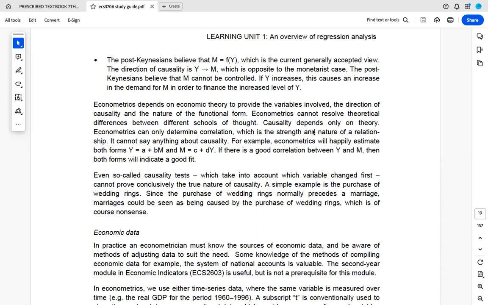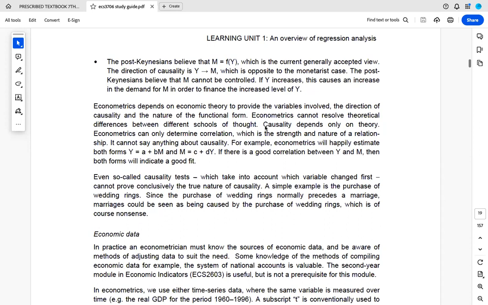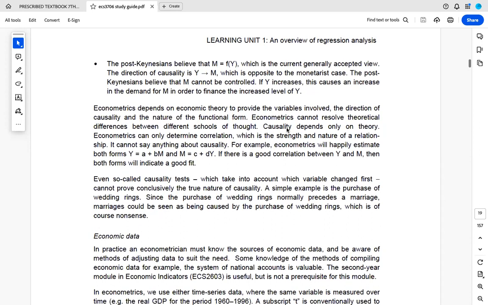Just because A happened after B occurred, it doesn't mean that B caused A to happen. So there's a nice example about the purchase of a wedding ring. So this idea of causality, this just depends on theory. If you say A is caused by B, there's a causality relationship. That's just theory, right? So econometrics just takes whatever theory you give it, and it just comes up with these parameters, right? But we need to actually question whatever economic theories that have been given.